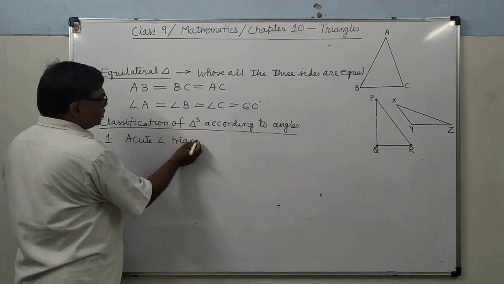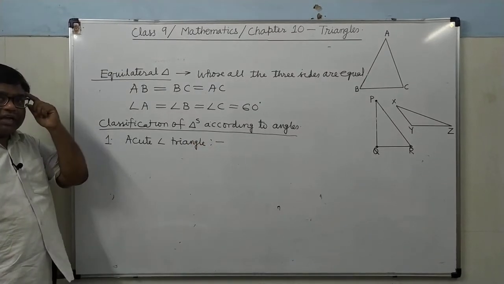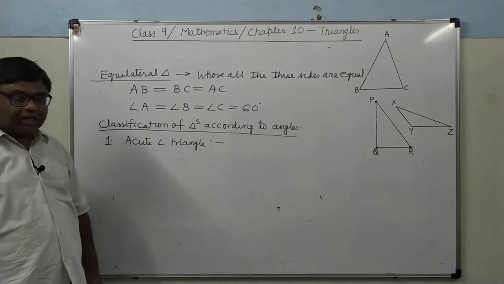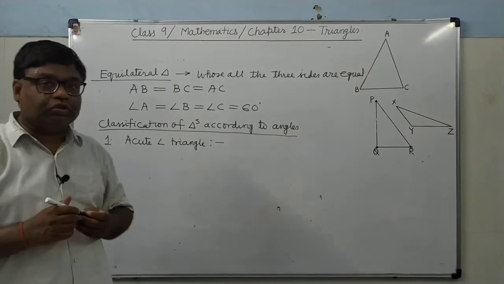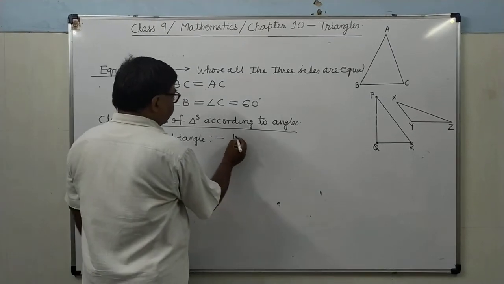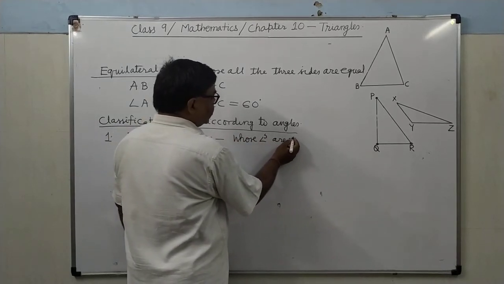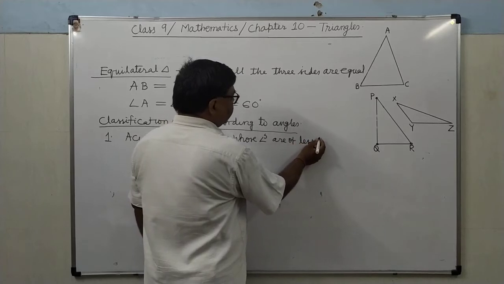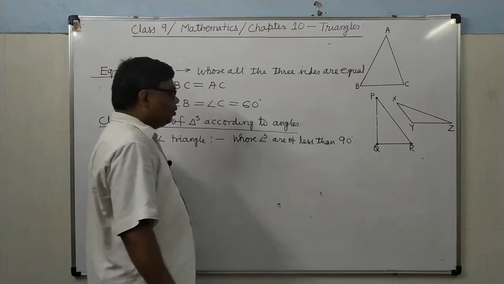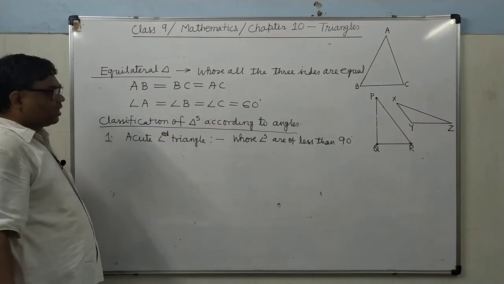Now what is acute angle triangle? Whose all the angles are of less than 90 degrees. That is, all the angles are acute angles. Acute angles are those whose measure is less than 90 degrees. So whose all the angles are of less than 90 degrees, that triangle is said to be acute angled triangle. It is clear?